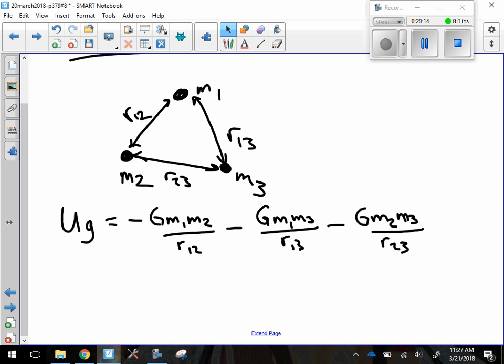And keep in mind that these are all negative and that gravitational potential energy in a system like this is always going to be less than 0.